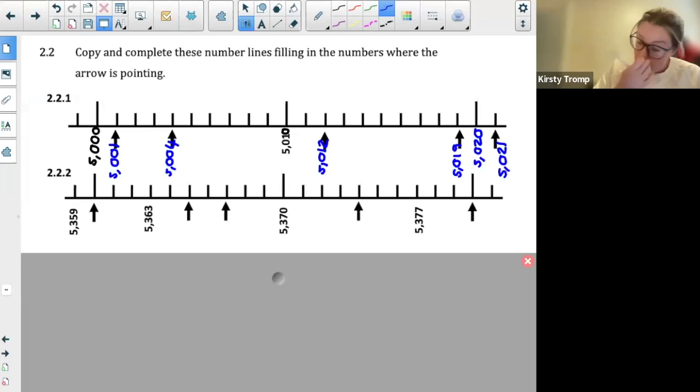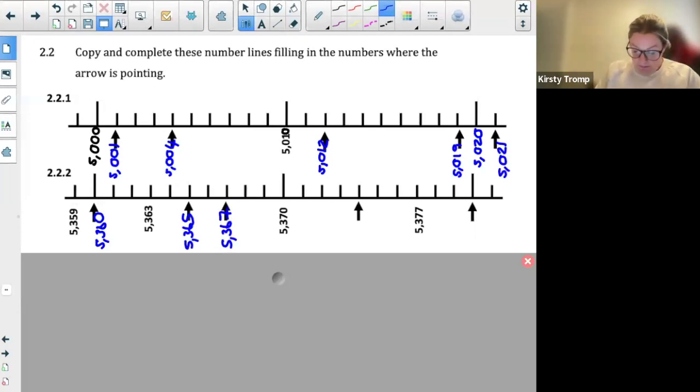Okay. The next one's a little bit easier because it looks like we're going up in ones. So this is going to be 5.360. Then I've got up to this one, which is 5.363. Then I'd have 5.364. This one would be 5.365, 5.366 on the next line, and then 5.367.